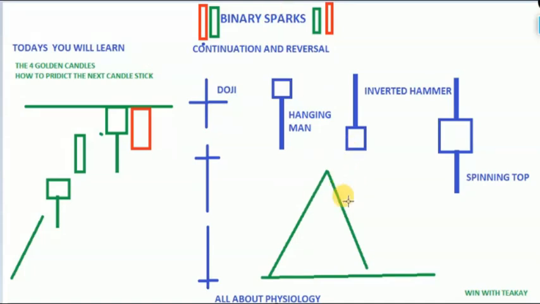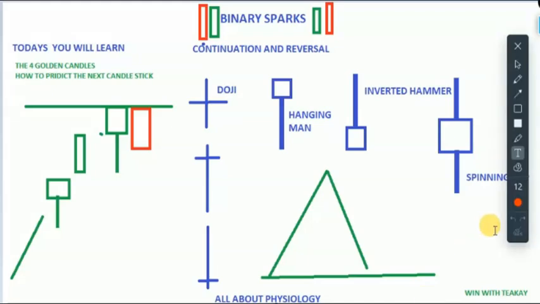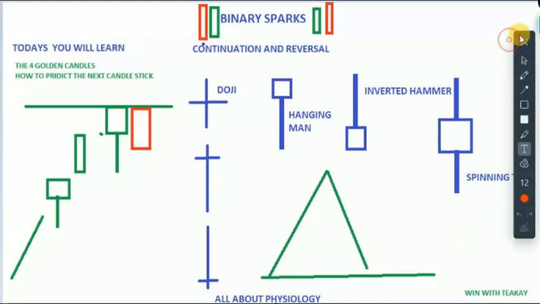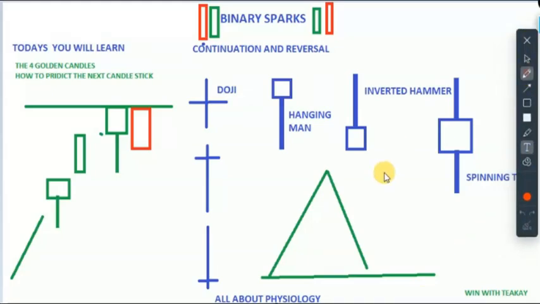That means if you spot a doji, you're going to sell. If you spot a hanging man over here, you're going to sell. I'm going to show you more about this on the live chat.